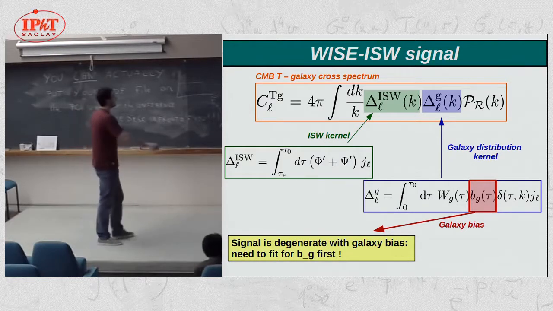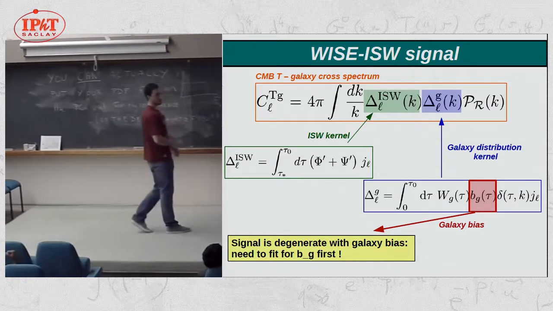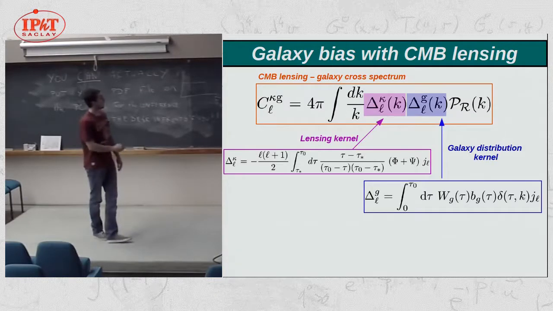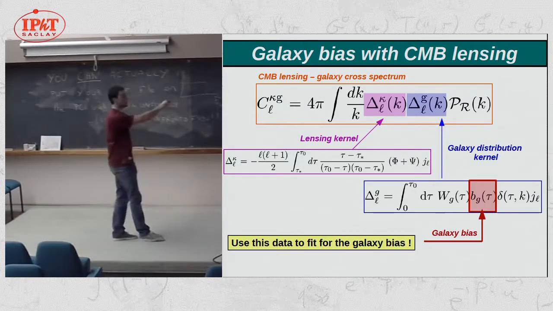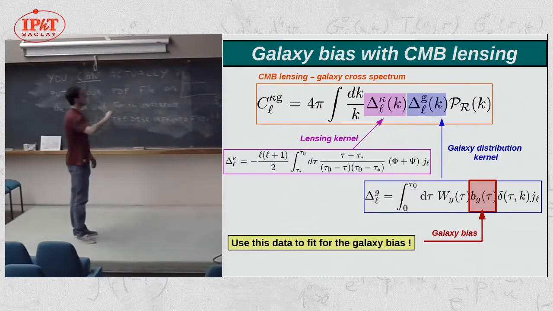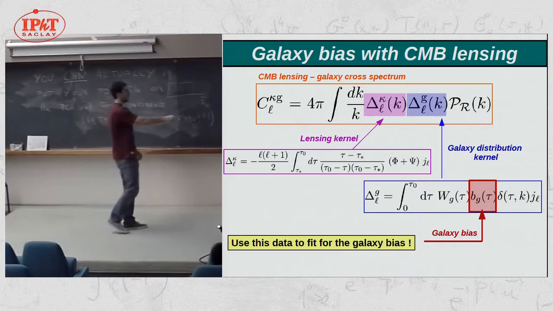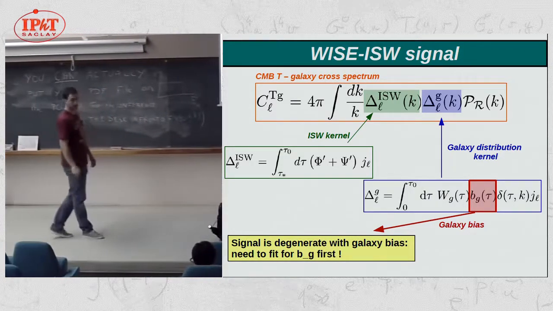The way we do this is, instead of looking at the cross-correlation of CMB temperature maps with the galaxies, we're going to be looking at the cross-correlation of CMB lensing maps with the same galaxies. The equations look pretty similar, but now instead of having the ISW kernel here, we have the lensing kernel. So the idea now is using data for this quantity, the cross-correlation of lensing from the CMB with the WISE galaxies. We use this to fit for the bias, and then we come back, plug the bias here, and compute the ISW signal.